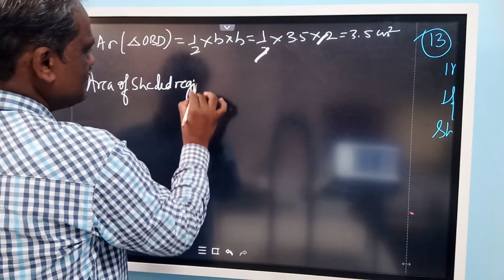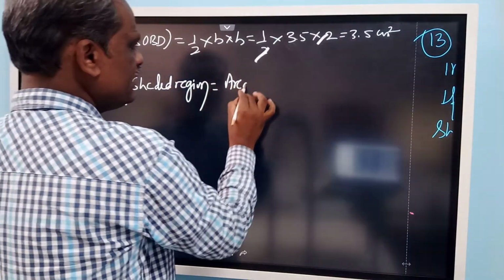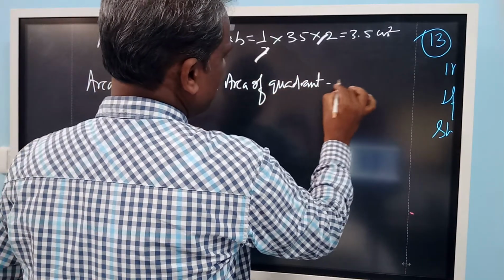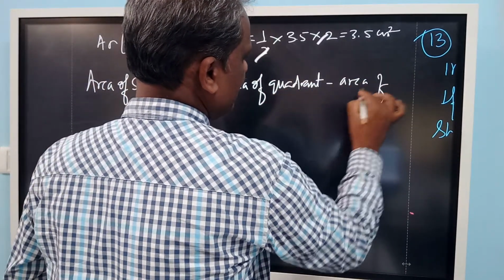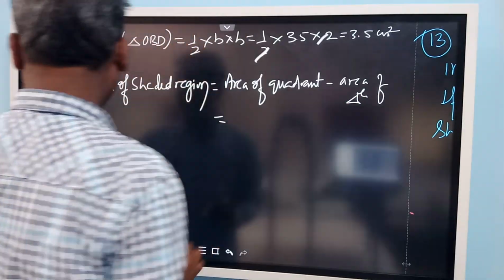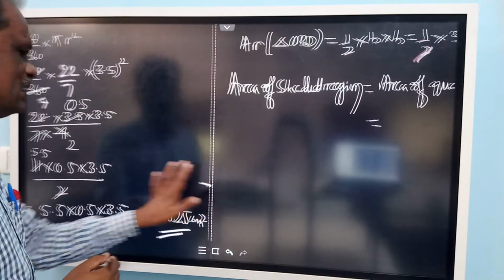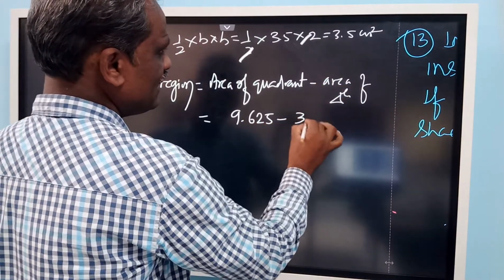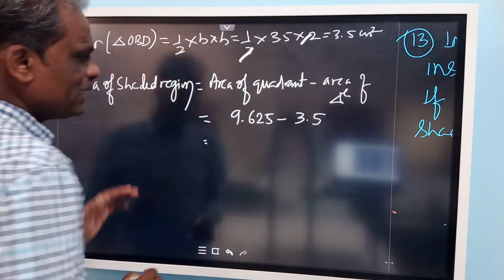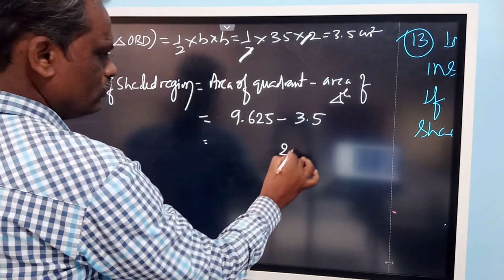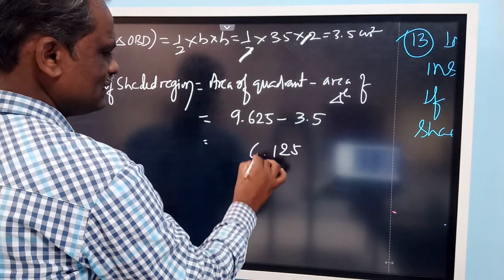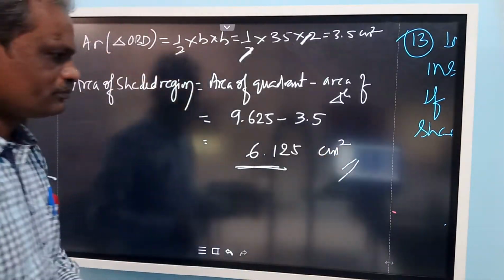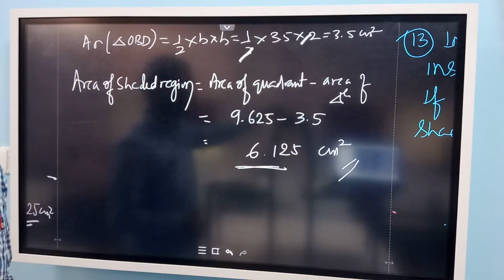Now area of shaded region is equal to area of quadrant minus area of triangle. The area of quadrant we got 9.625, minus area of triangle 3.5. Subtract this one: 9.625 minus 3.5 is 6.125 centimeter square. That is the area of the shaded region.